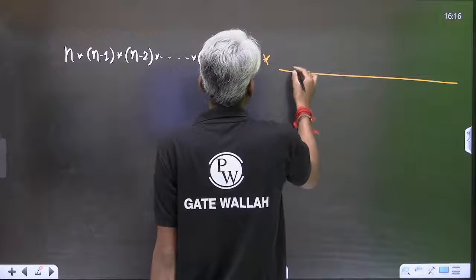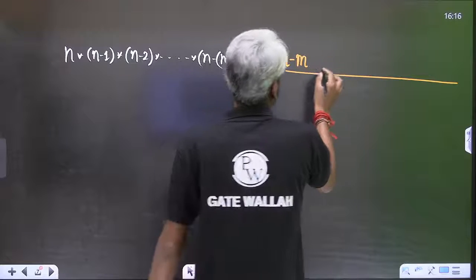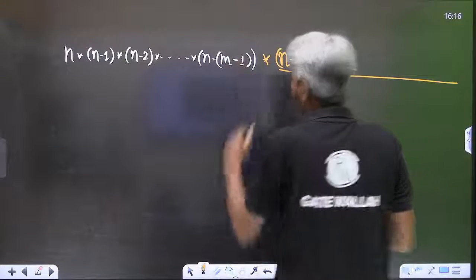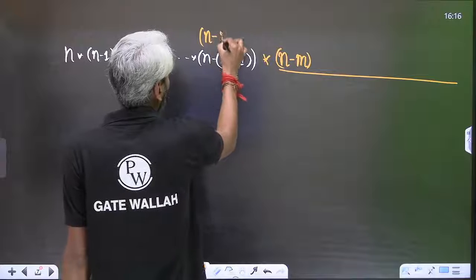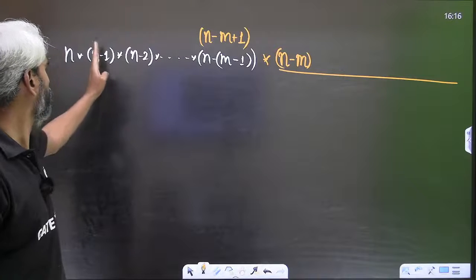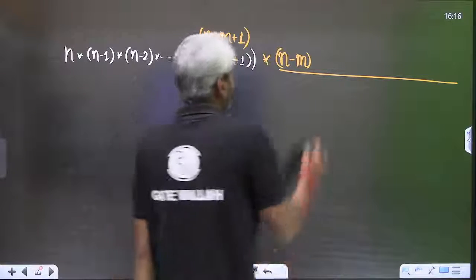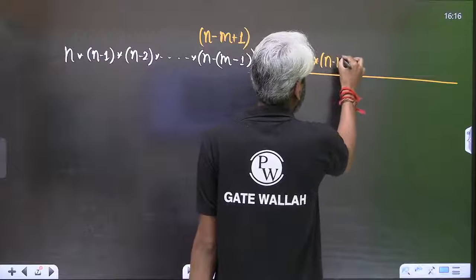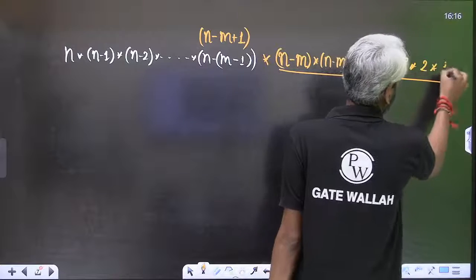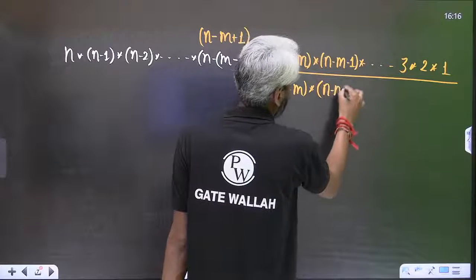So now what will we do? Now we'll multiply and divide by n minus m, because the last term will be n minus m plus 1. So this is n minus 0, n minus 1, n minus 2, up to n minus m plus 1, and now n minus m into n minus m minus 1. So keep subtracting this; in the end you will be left with 3, 2, 1. Same in the denominator: n minus m, n minus m minus 1, up to 3, 2, 1.